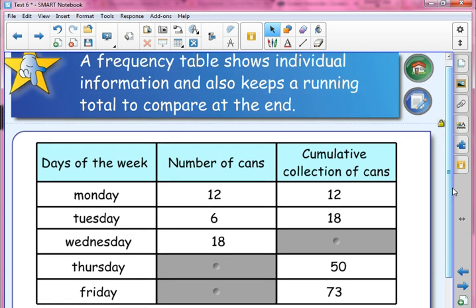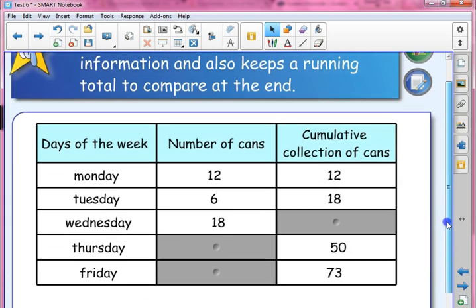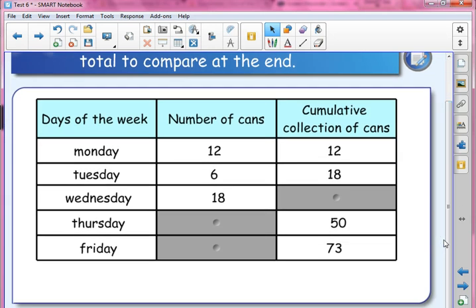It shows individual information and also keeps a running total to compare at the end. So if I make a table about the days of the week and the number of cans I have collected if I'm doing a canned food drive, on Monday I collected 12 cans, and then my cumulative collection of cans, which means total, my total number of cans is 12 because it's Monday. I've only collected 12. Then on Tuesday I collect 6 cans, which means my cumulative total is 18 because I had 12 on Monday and 12 plus 6 is 18.